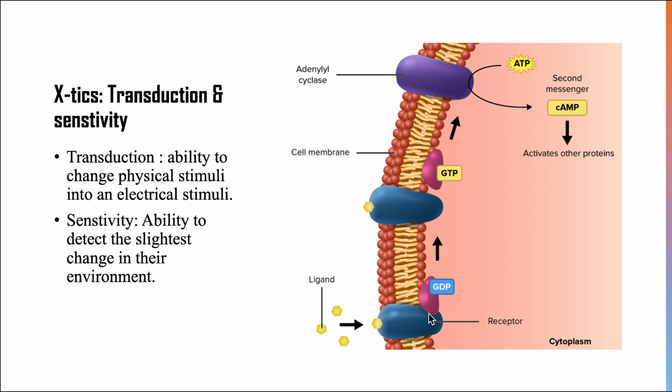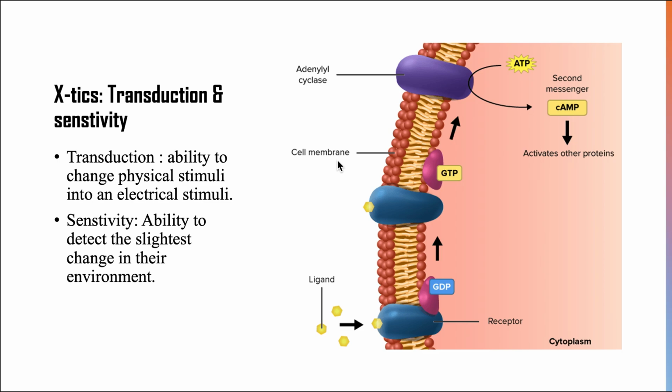So we have a ligand attaching on a receptor, converting the GDP molecule into GTP. GTP attaches on adenyl cyclase, and then adenyl cyclase is going to convert ATP into cyclic AMP, which will activate other protein kinases. So that is one way to explain transduction. Something came as a chemical, it attaches itself on this particular cell on a receptor, and it set off a series of reactions that became a stimulus.